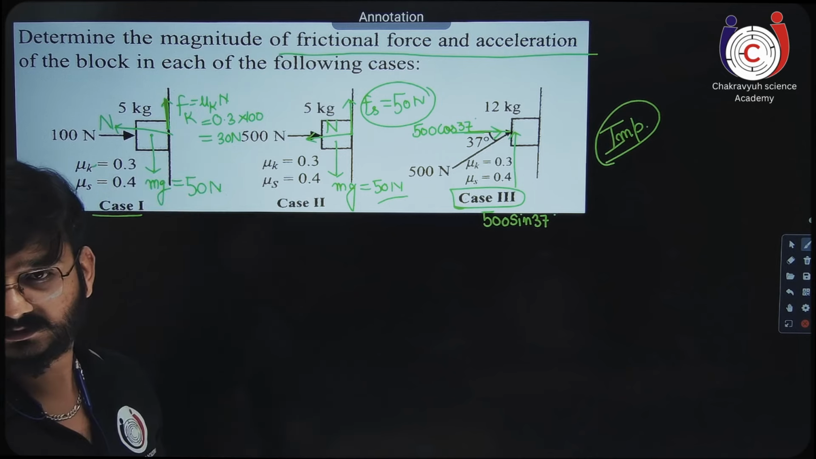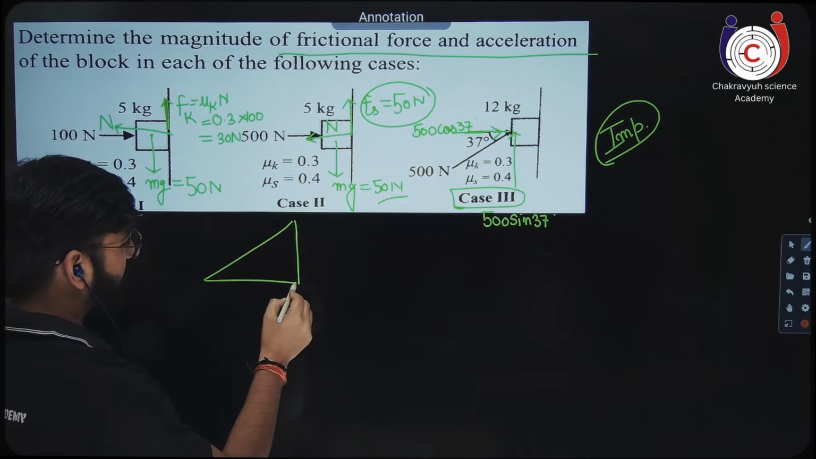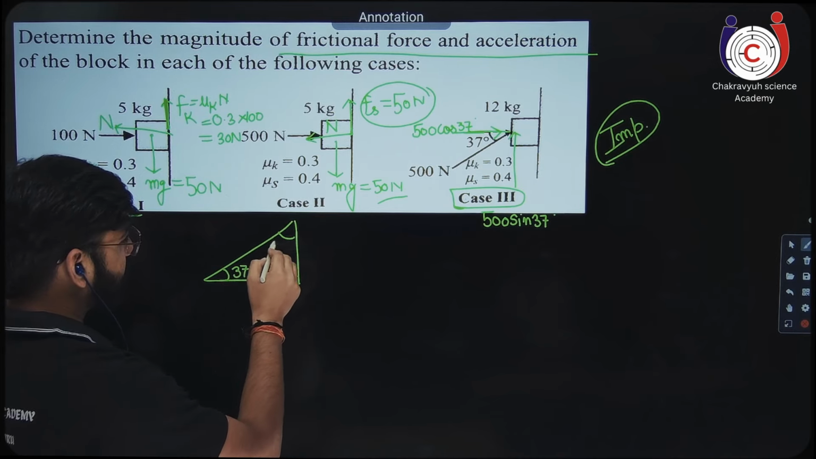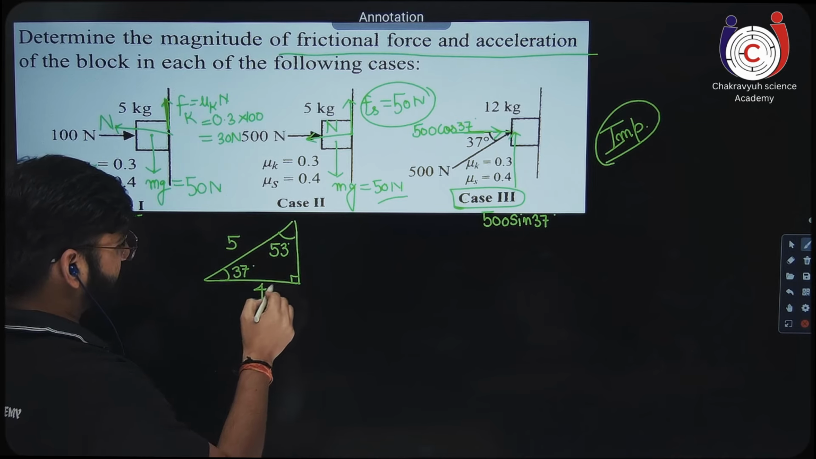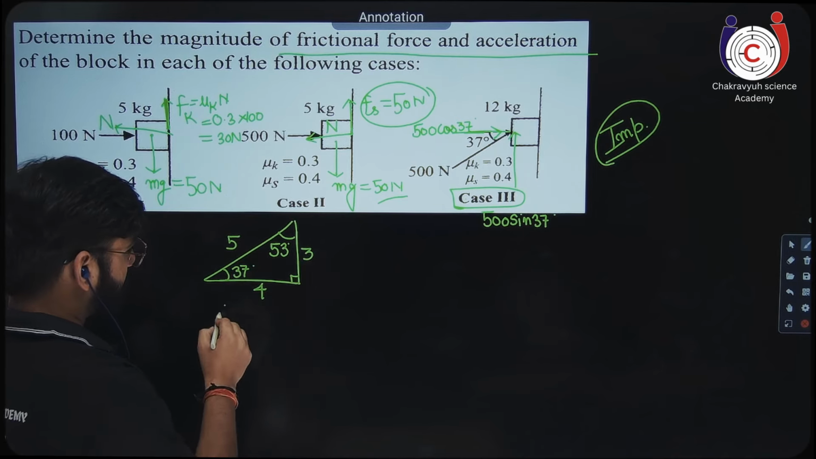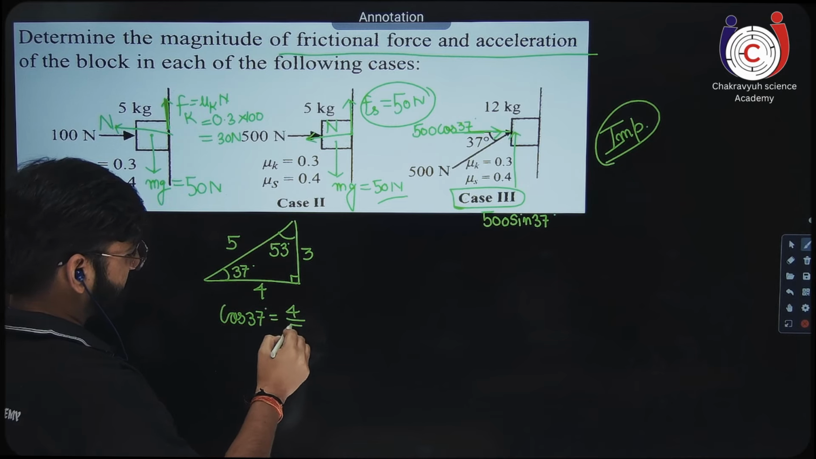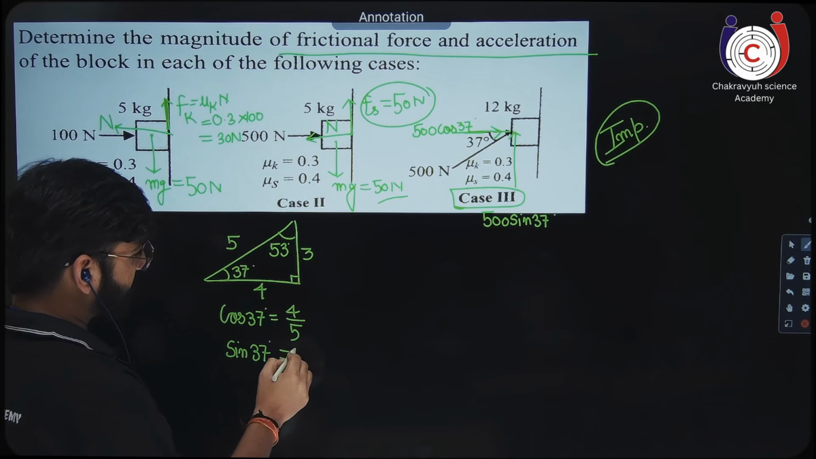All clear, students? If you remember this triangle, I asked you to remember this triangle, 37, 53. All of you remember this triangle. So cos 37 will be 4 by 5, sin 37 will be 3 by 5. Okay. So cos 37 will be how much? 4 by 5. Correct. And sin 37 will be how much?